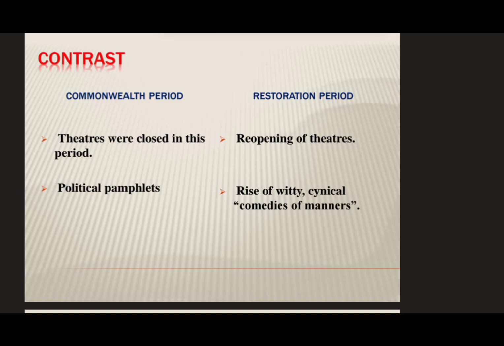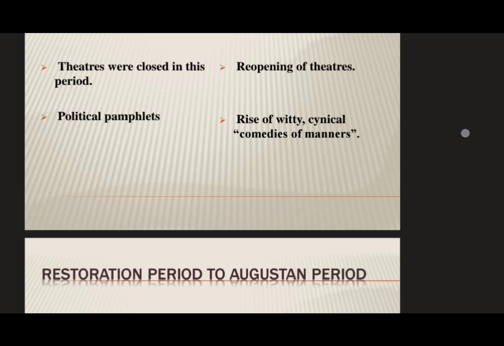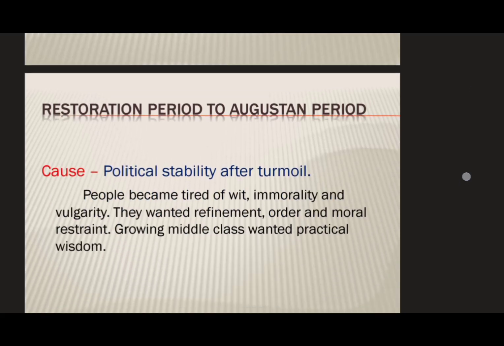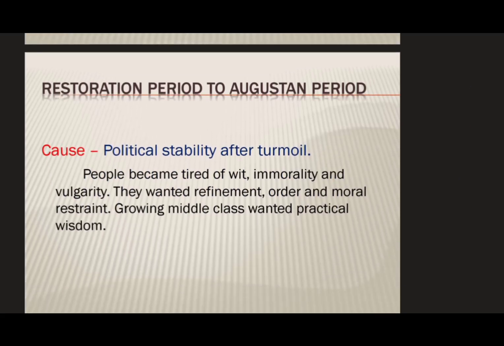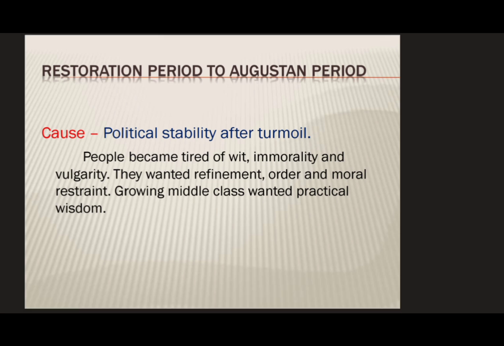Moving ahead, after the Restoration period, we have our Augustan period. What led to the rise of Augustan period is the political stability after turmoil. People became tired of wit, immorality, and vulgarity. They wanted refinement, order, and moral restraint. Growing middle class wanted practical wisdom.